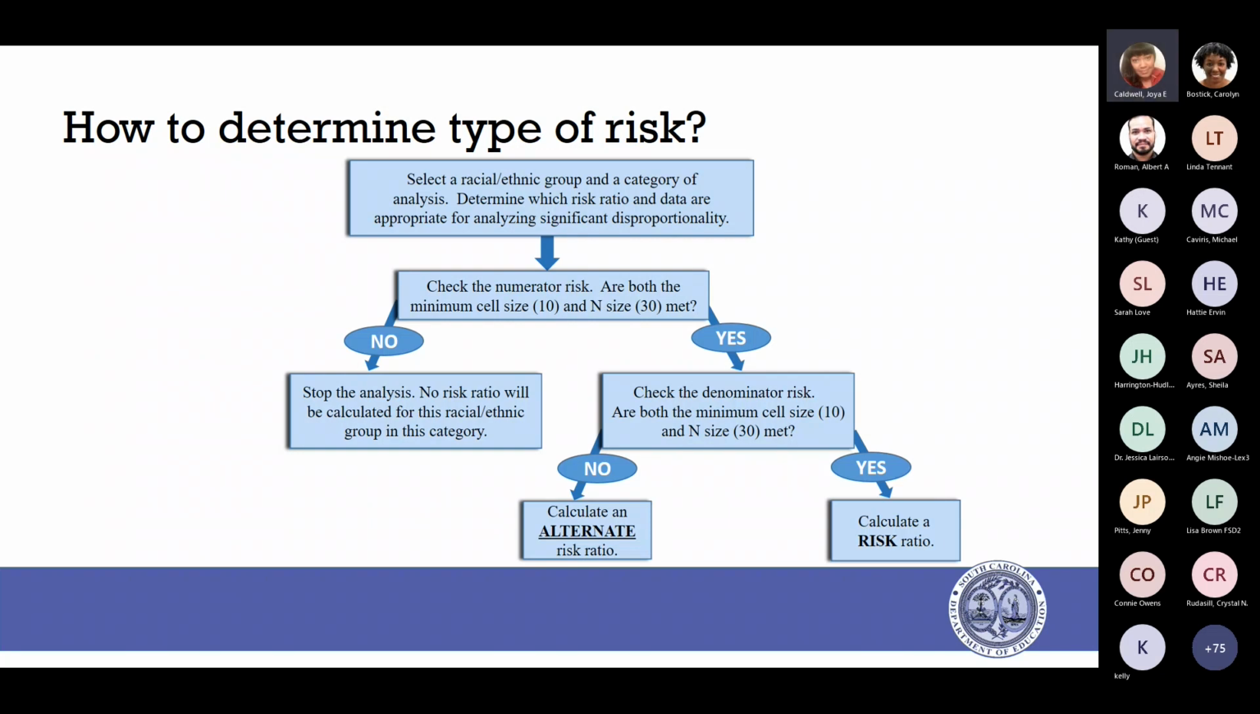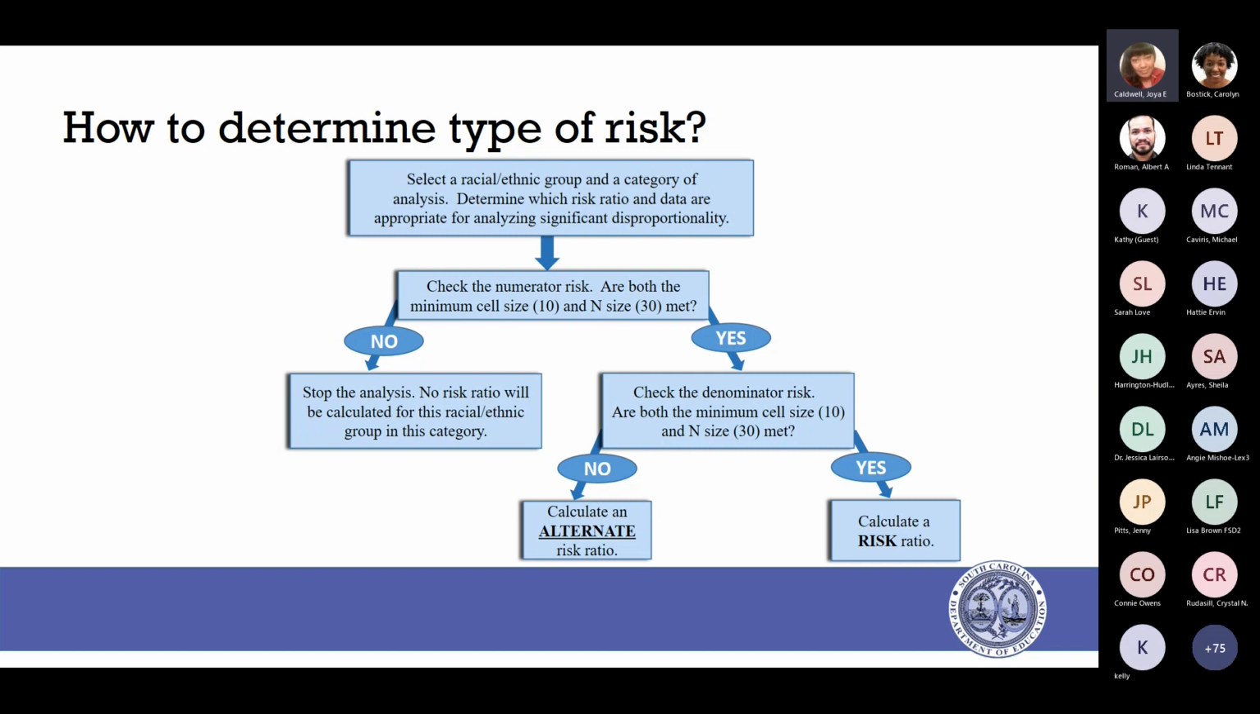Measuring the risk is a bit tricky. Risk can only be measured where there is a valid denominator. So analysis of disparities requires a calculation of risk ratio or an alternate risk ratio. Determining which to use means asking a series of questions. So we provided this slide, and I'm asking that you retain this as a reference for the future. But in short, both the numerator and denominator of the upcoming formula must contain a minimum cell size of 10 and an N size of 30 to calculate risk for the district.